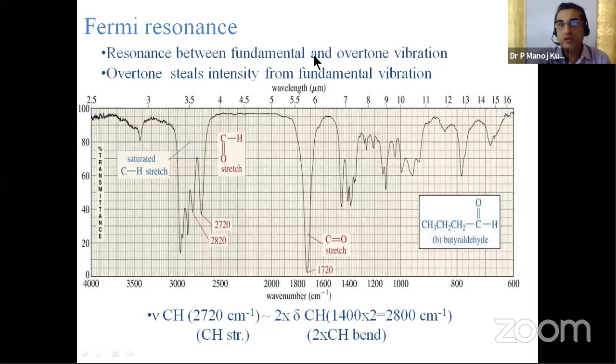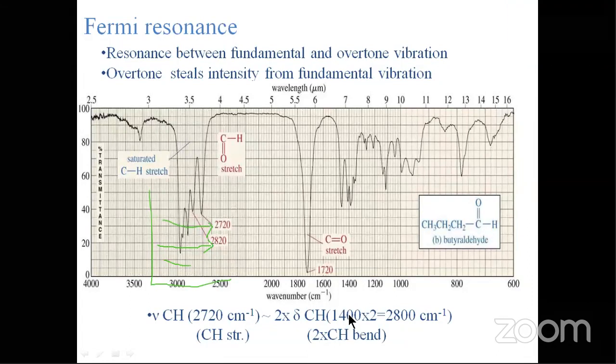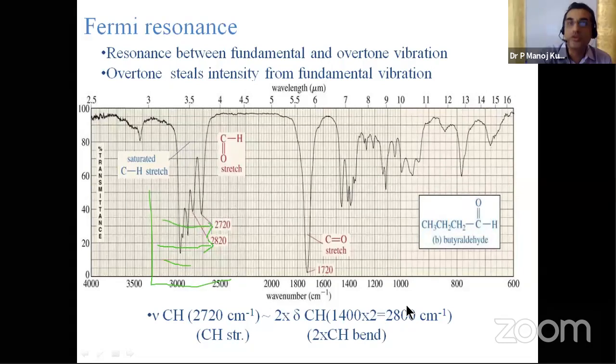So what is an overtone? We already discussed. That means if you draw like this, the first will be a fundamental band, and the second one will be an overtone. That means if the frequency is double this, it will get excited to the second excited state. So that is what you call an overtone. So here the bending vibration is 1400. So what is the first overtone of this? It will be double this, 2800.